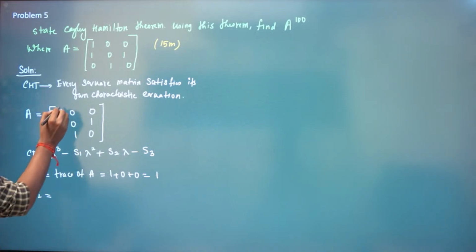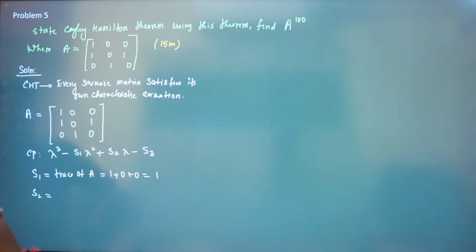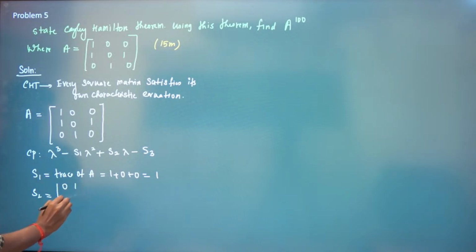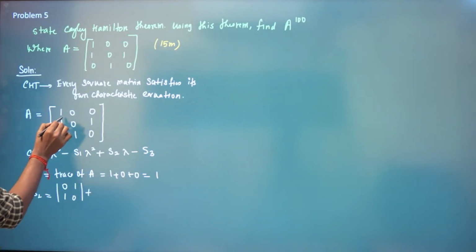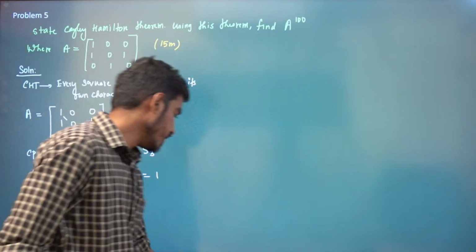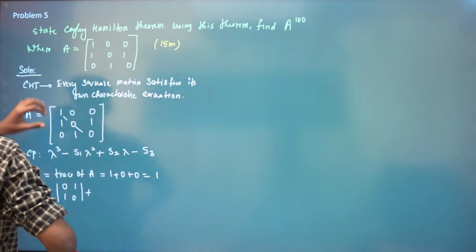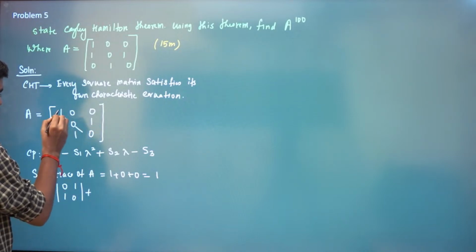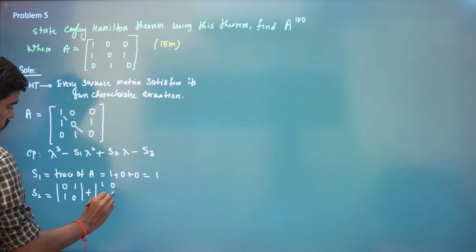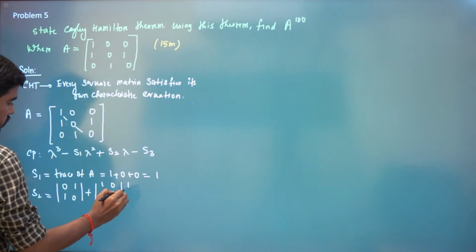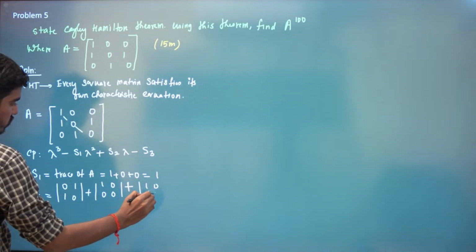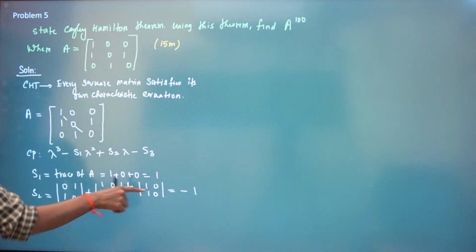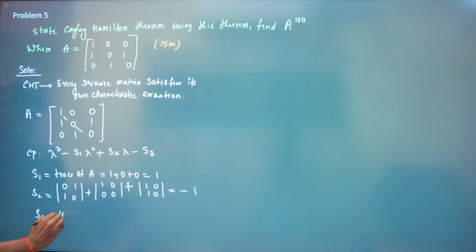s2 is nothing but, for every diagonal element, you need to find the minor. So what is the minor for 1? You omit the corresponding row and the corresponding column. For 1 the minor is 0 1 1 0, for 0 the minor is 1 0 0 0, and for the last diagonal element the minor is 1 0 1 0. What is this? 0 minus 1, so it will be minus 1, right? This is 0, this is 0, this is minus 1, and s3 is nothing but the determinant of A.